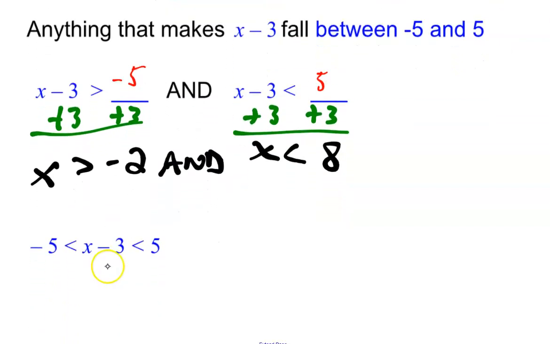We can write it in shorthand this way when it's an and statement. We can say -5 is less than x minus 3 is less than 5. That's not too important right now, but sometimes you'll see it this way and you'll need to be able to draw that onto a graph later. We'll come back to that.